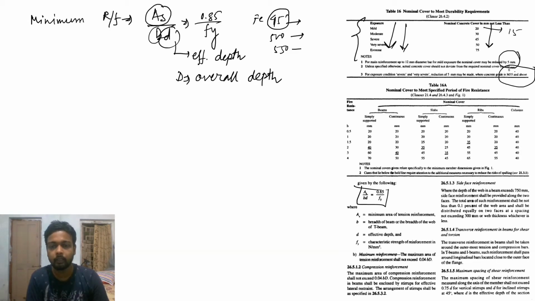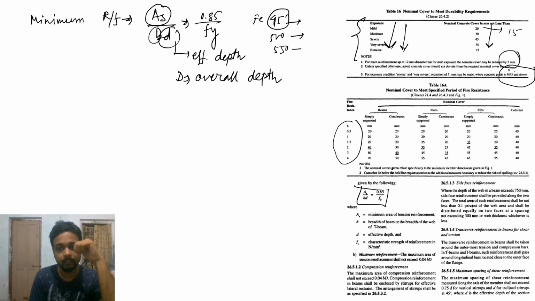For fire resistance, for beam, slab, ribs and column, the nominal cover is provided. Now we will talk about the compression reinforcement.